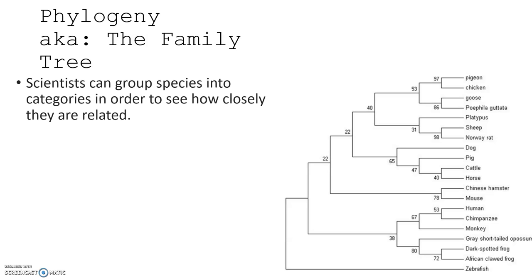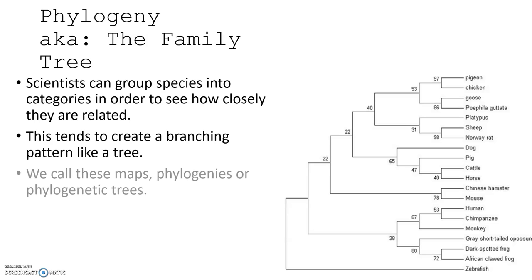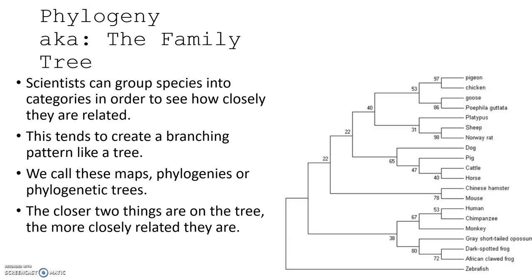Phylogeny is the family tree. So scientists can group species into categories in order to see how closely they are related. It tends to create a branching pattern like a tree, so we can see which things are more closely related. They're phylogenetic trees, and the closer two things are on the tree, the more closely related they are.